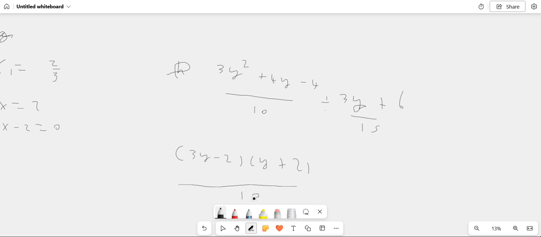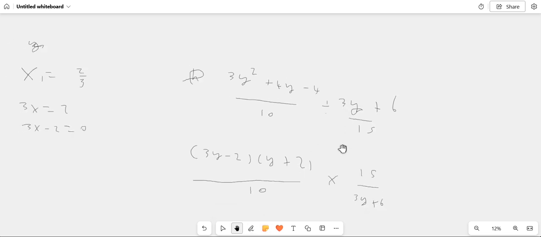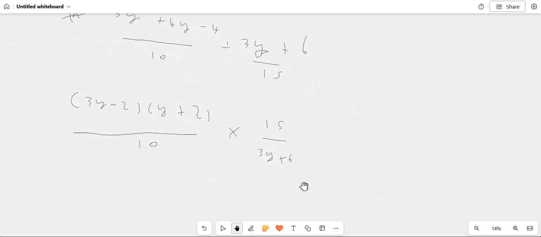Then over 10, keep flip change since we're dividing, and flip the one there, so 15 over 3y plus 6. As you've already probably clocked, I might need to take out the 3 from 3y plus 6 since 3 and 6 are in common. So that's probably going to help me further on.